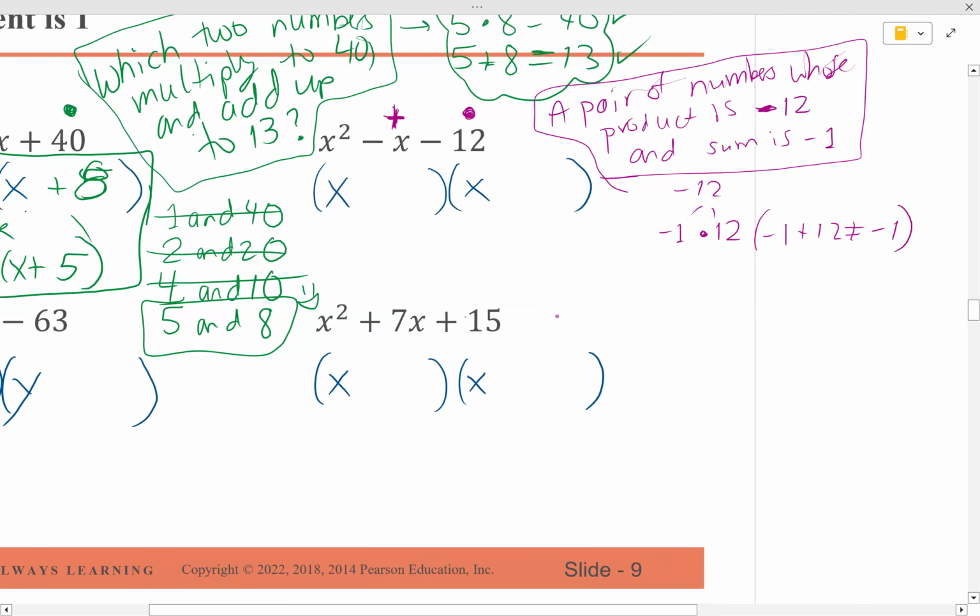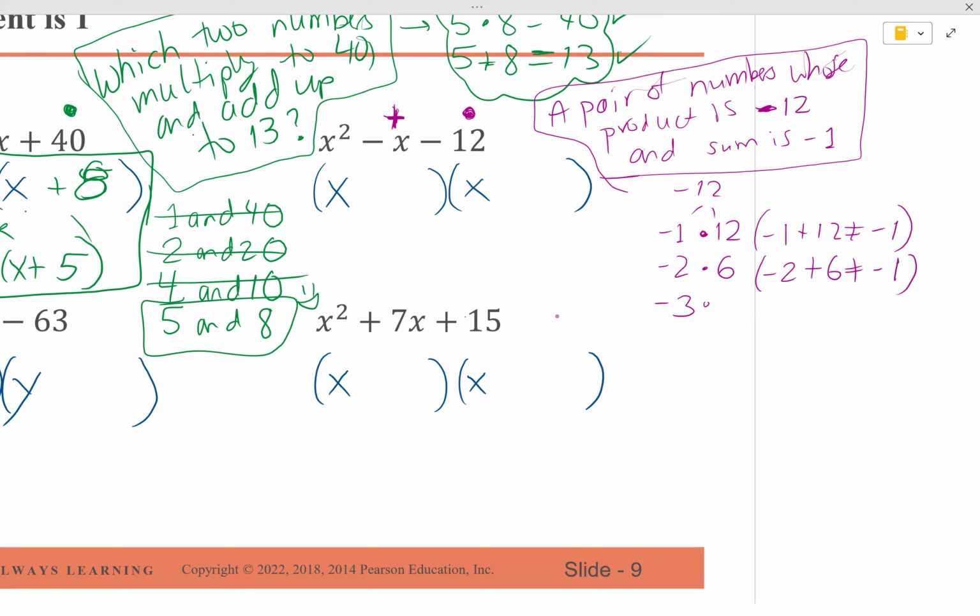Okay, what else? What two numbers can multiply to -12? How about -2 times 6? Because that would make -12, but -2 plus 6, that's not -1 like I want. How about -3 times 4? That would be -12, but -3 plus 4, ooh, it's not -1, but it's +1.